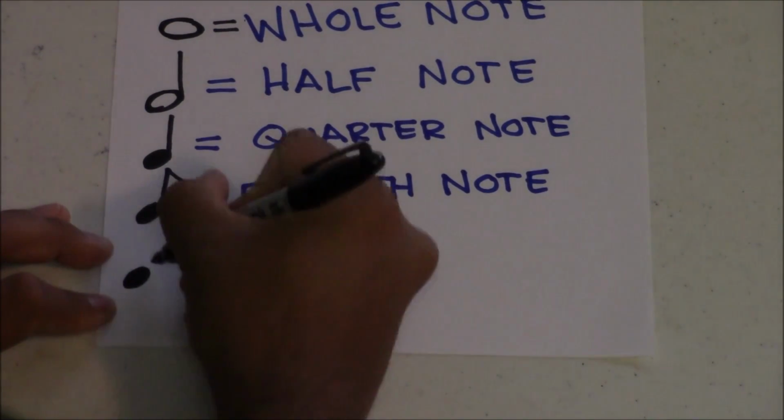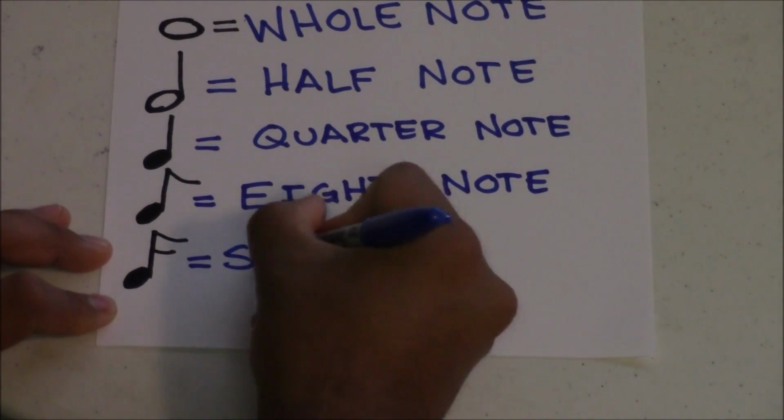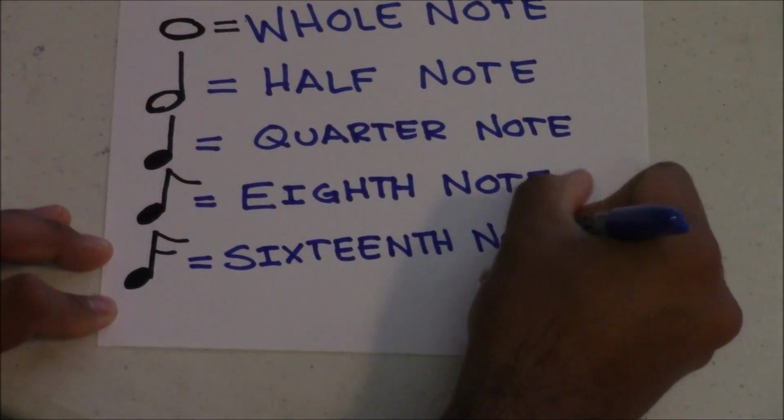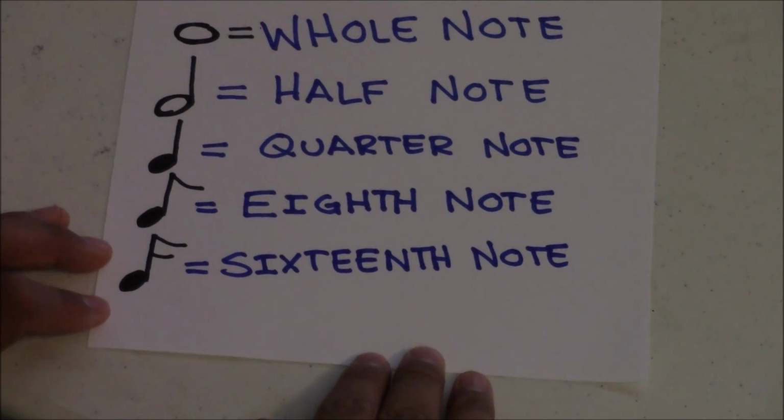The last note we will cover today is the 16th note. This note contains two flags. Two 16th notes can fit into an eighth note, four 16th notes can fit into a quarter note, eight 16th notes can fit into a half note, and 16 16th notes can fit into a whole note. I highly recommend you understand and memorize what each note looks like and understand its relationship to other notes.